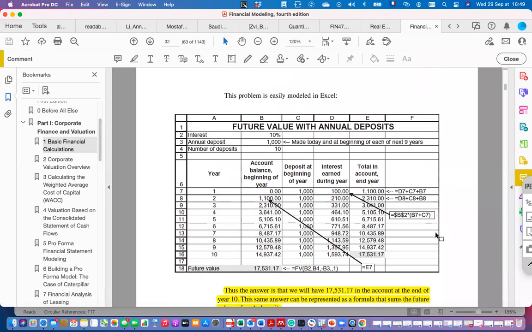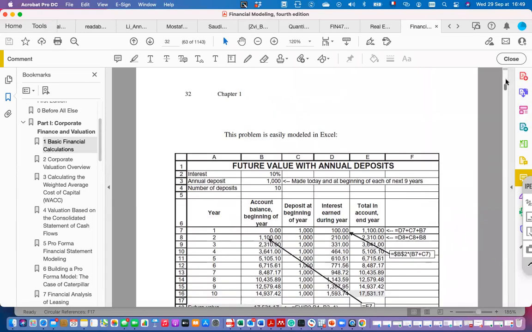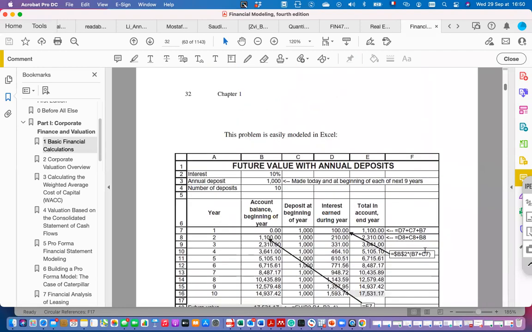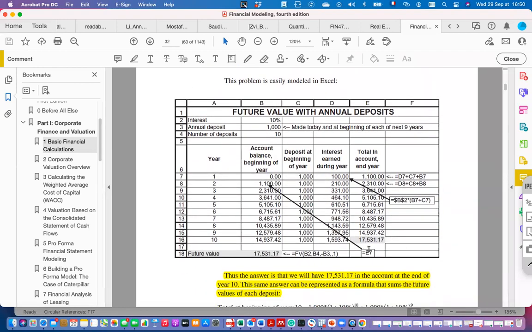So this is the new table. See the value: it increased from 2,593 to 17,531. It's almost 5 times more than the previous investment plan. So we can answer this question in 2 ways: using the FV function, which allows us to directly find the right solution, or using the detailed table.